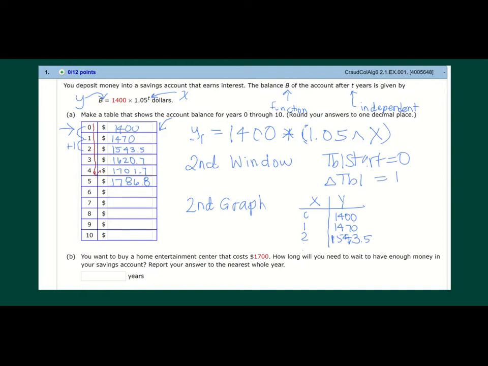But after 4 full years of saving, I have $1,701. That means I have more than $1,700. So my answer here would be 4. It took me 4 years to save up $1,700. That should be all for number 1.